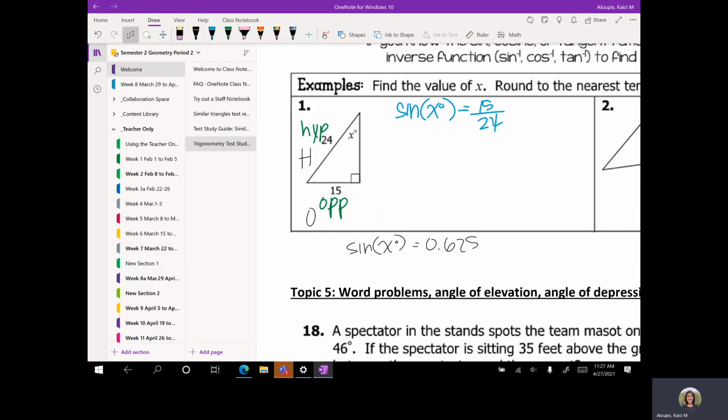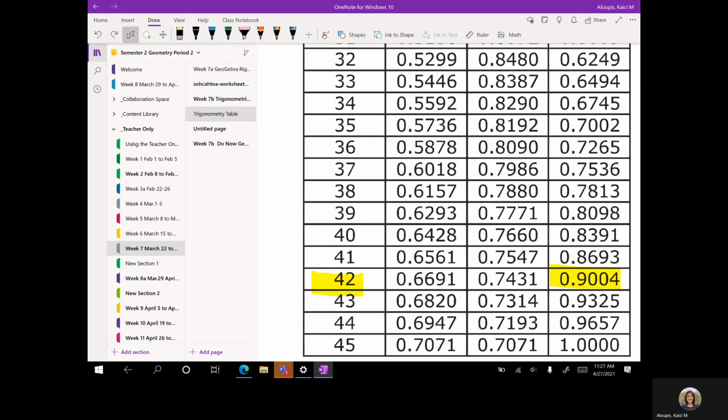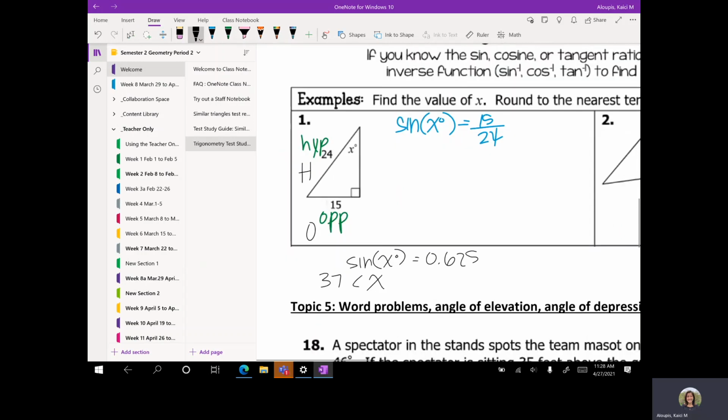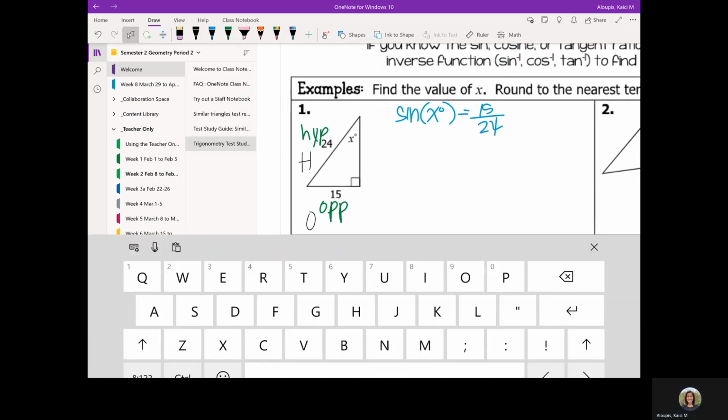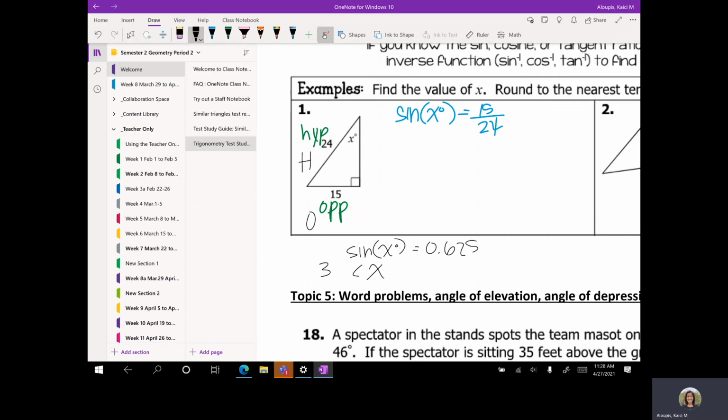So I'm going to go back here and say that my angle x is greater than, what was it, 37? Shoot, I already forgot. No, 38 and 39. So it's greater than 38 degrees, and it's less than 39 degrees. So we could say it's about 39 degrees. We just have to give an estimate there.